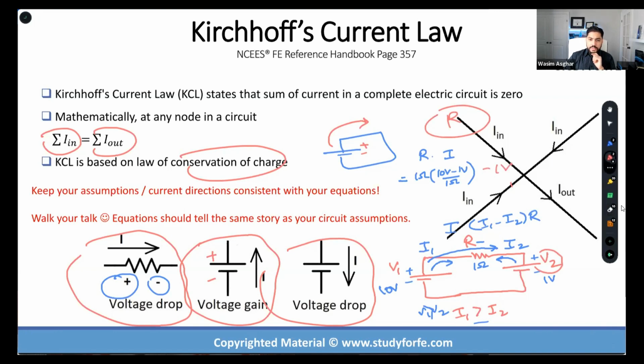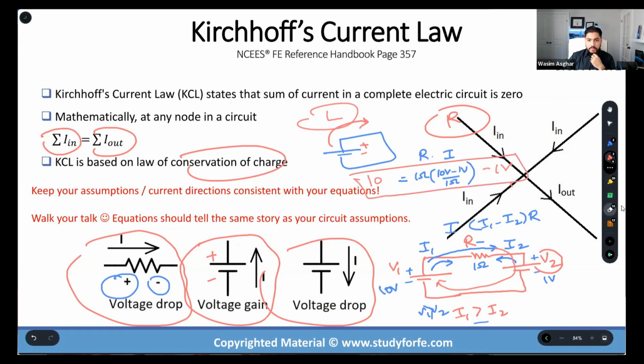What about the left-hand side, guys? This current is traveling, it hits the negative terminal and leaves the positive terminal. Is it a voltage gain or a voltage drop? Voltage gain, right? We're going to write it on the left-hand side as a positive 10 volts or a negative 10 volts? Quickly. Positive 10 volts. Okay.